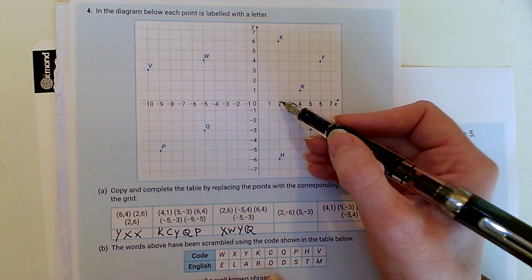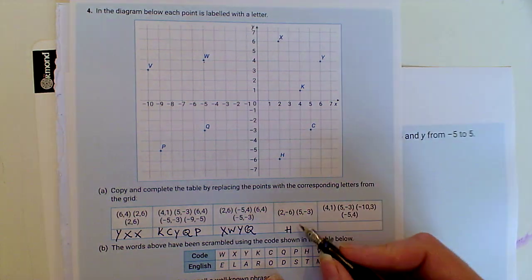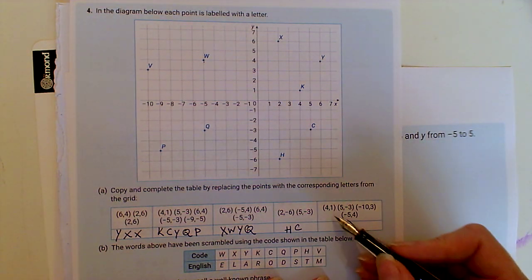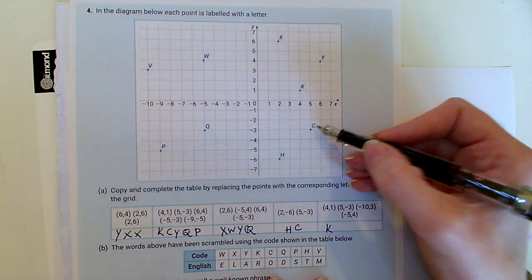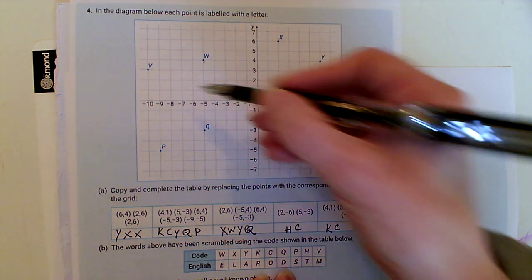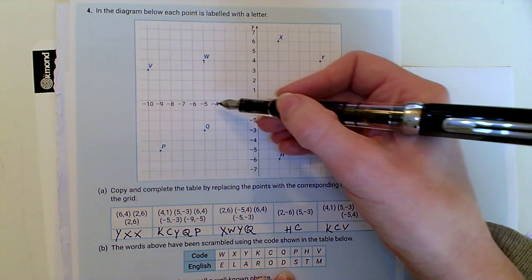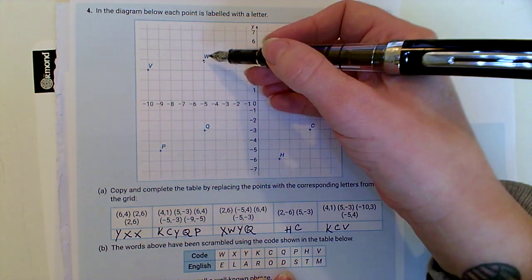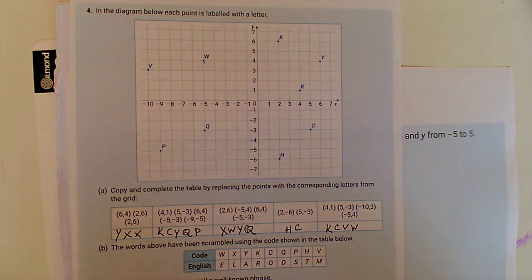And 2, minus 6 is H. 5, minus 3 is C. 4, 1 is K. 5, minus 3 is C. Minus 10, plus 3 is V. Minus 5, plus 4 is W. Okay, so that's what they wanted us to do for part A.